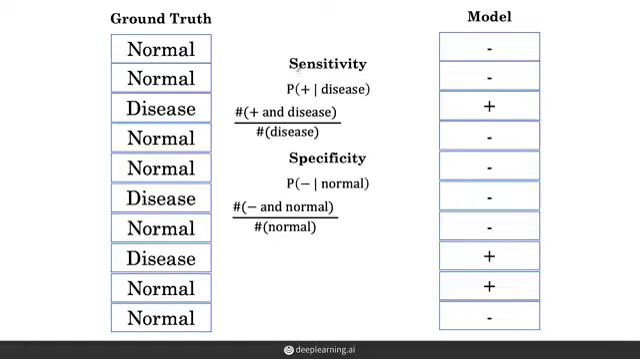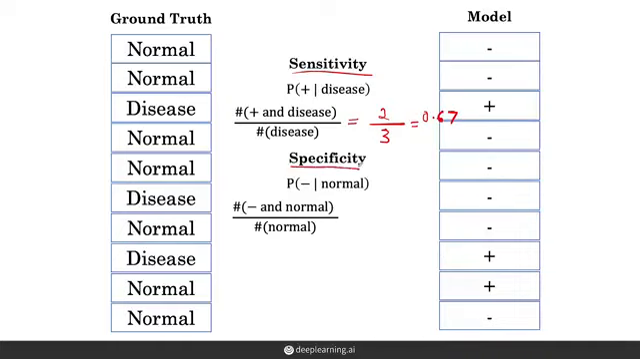First, we compute sensitivity. Sensitivity can be computed as the fraction of disease examples that are also positive. So in the denominator, we have the number of disease examples, which is 1, 2, 3, and in the numerator, the number of positive and disease examples. So this is going to be 1, and another, so this is going to be 2. So we have 2 out of 3, or 0.67.